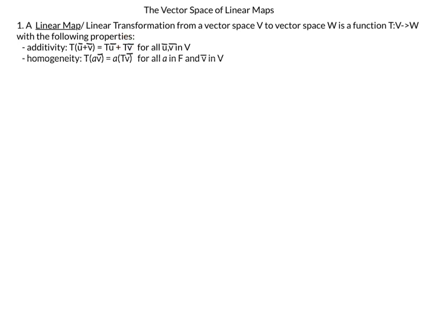The second property we have for linear maps is homogeneity, which is T of a scalar multiple A times a vector V. We can pull out the scalar multiple and then multiply it times T of the vector V.